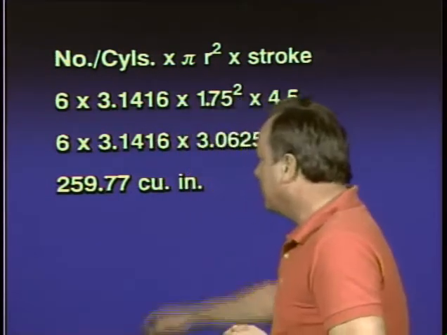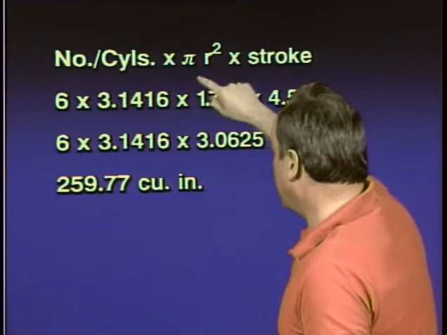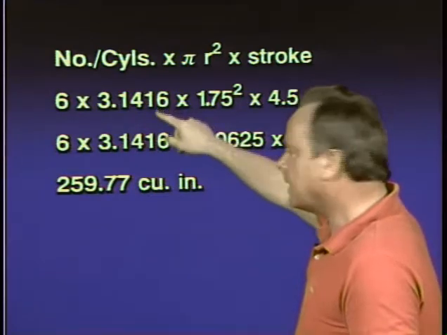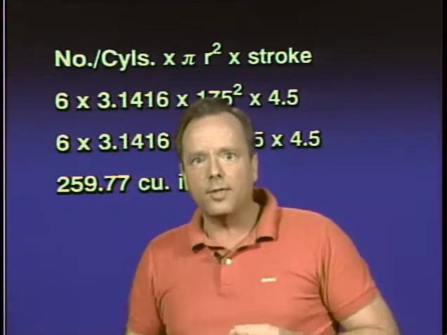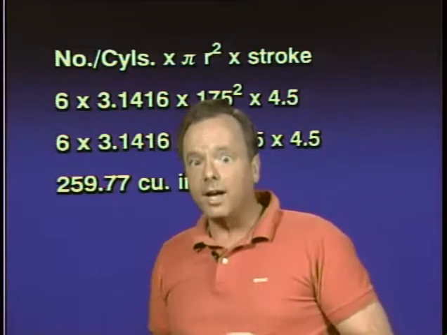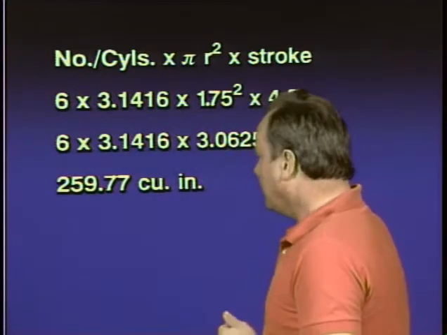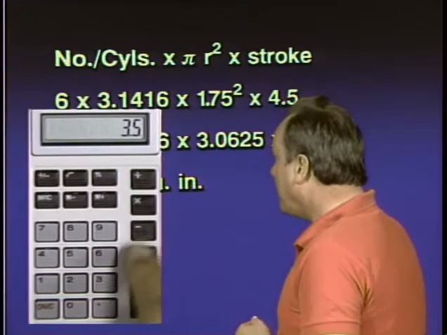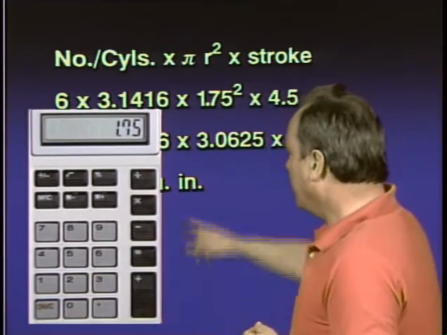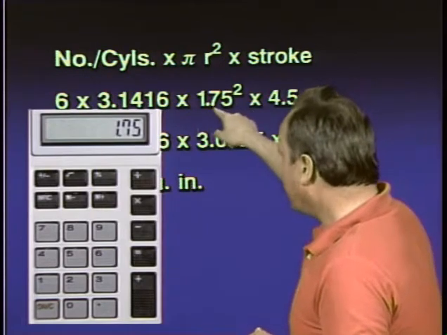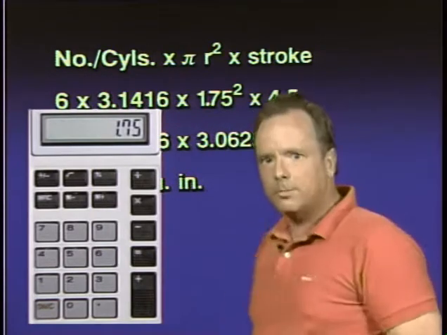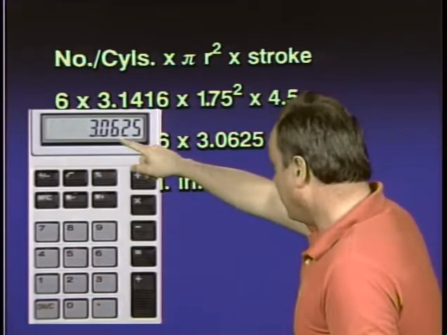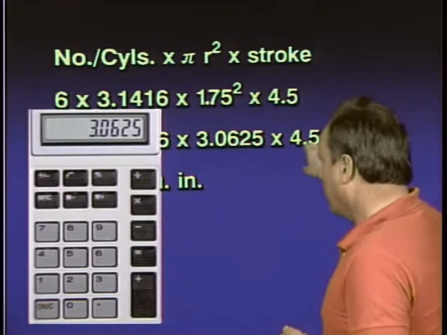Well, once again, it's the number of cylinders times pi times the radius squared times the stroke. And so the number of cylinders is 6, pi is 3.1416. And once again, we'll have to take that 3.5 inches, which is the bore, and divide by 2. So let you and I use the calculator and take that 3.5 inches and divide it by 2. So we punch in 3.5, we divide by 2, and I get 1.75. And that's the radius of that piston, and we want to square that, so let's go ahead and multiply that times 1.75. And we get 3.0625, and of course 4.5 is the stroke.